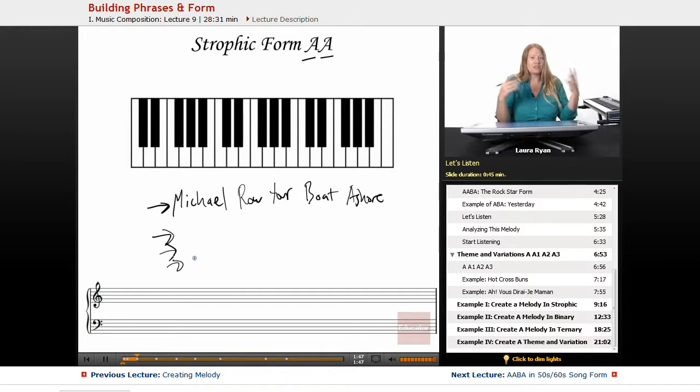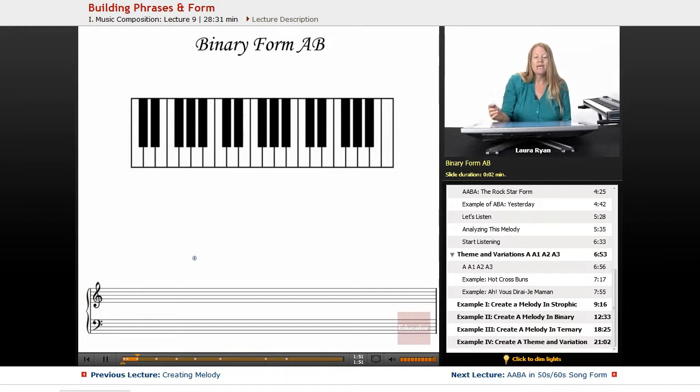And that's strophic form. Okay, so moving on, binary form is A, B. So we have two separate elements to the song. A good example of this song would be Blowing in the Wind by Bob Dylan.